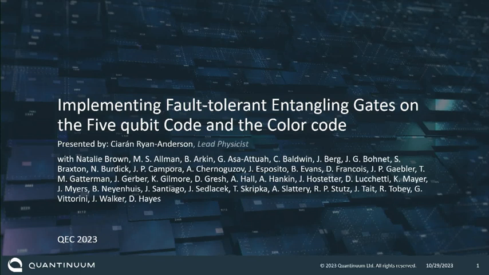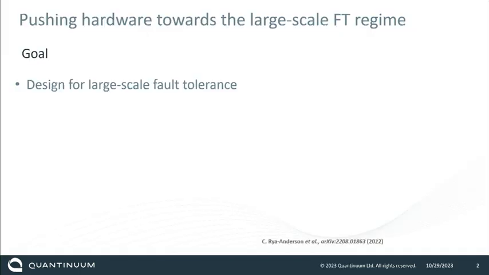All right, yeah. So today I'll be talking about logical 2-qubit gates for both the 5-qubit code and the color code. Being a quantum error correction person connected to a company that develops hardware, you have to worry about not just designing large-scale fault-tolerant schemes, but also pushing the current devices forward, because you have to start somewhere. And, of course, pushing the software forward as well.